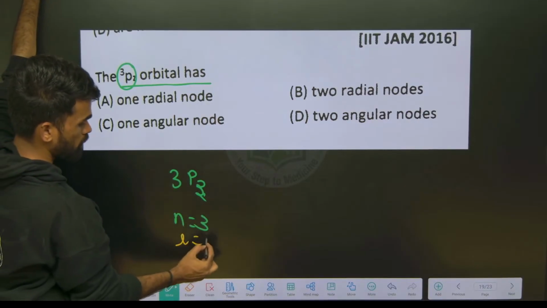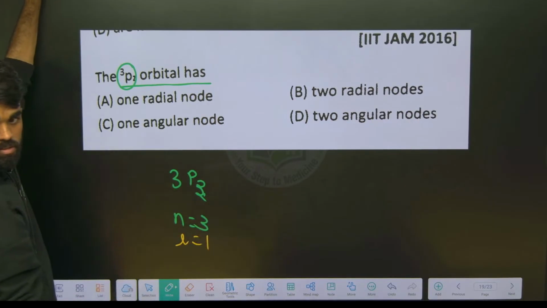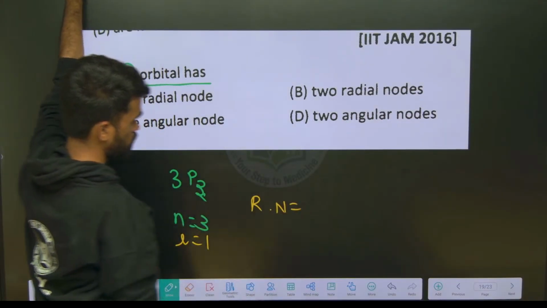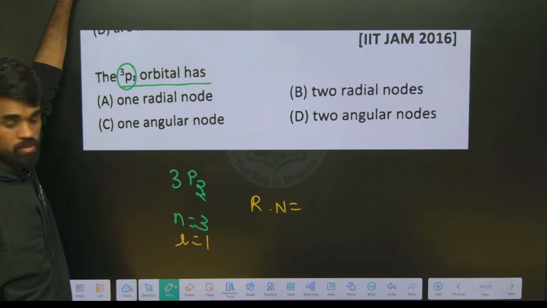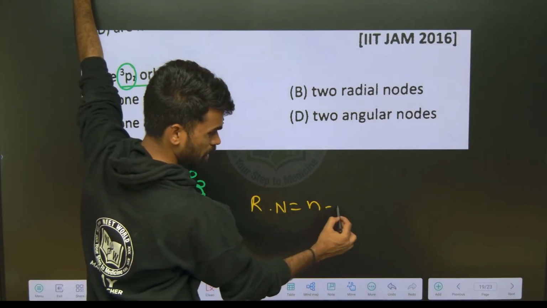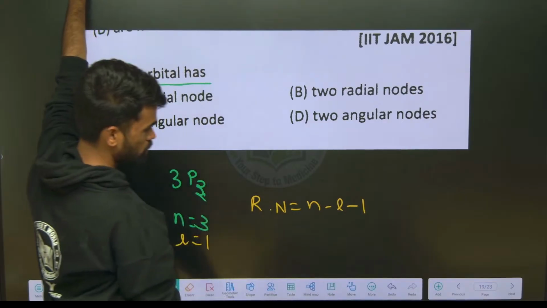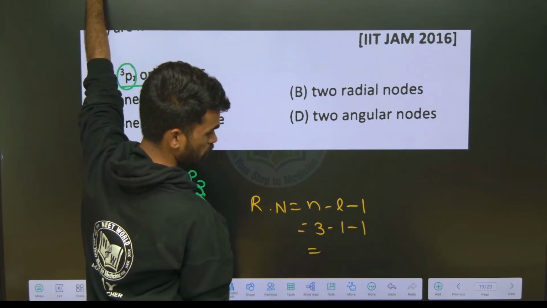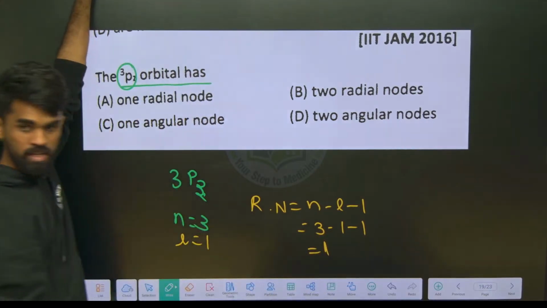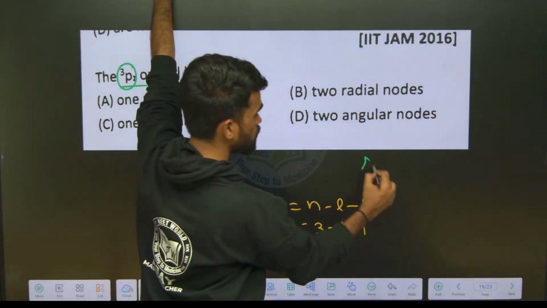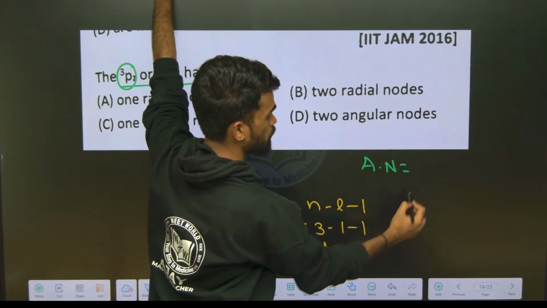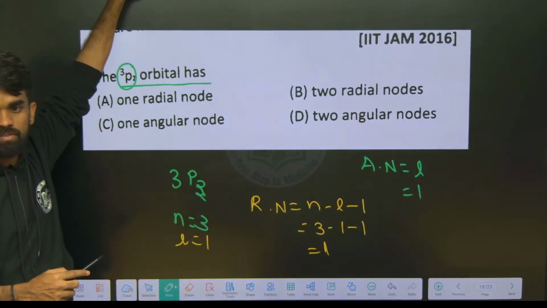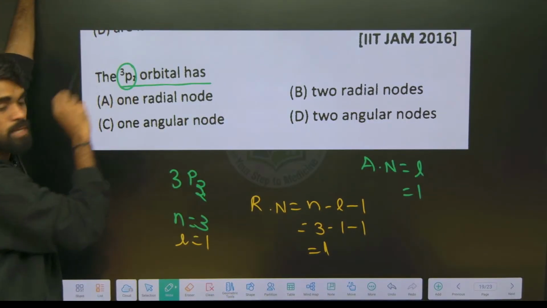The L value for p will be 1, so 3pz. Radial nodes are how many? Radial nodes are n minus l minus 1, so 3 minus 1 minus 1, which is 1. Angular nodes are directly equal to l, so angular nodes are 1. So this 3pz orbital has one radial node and one angular node.